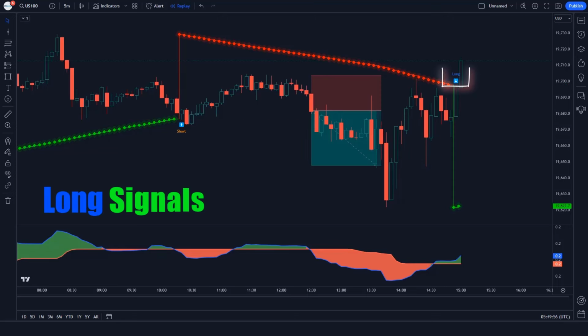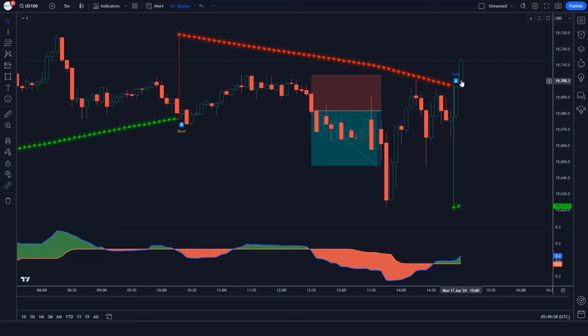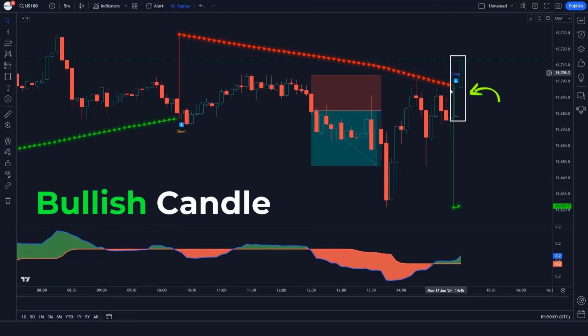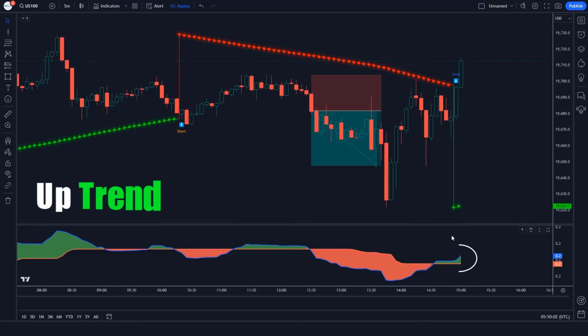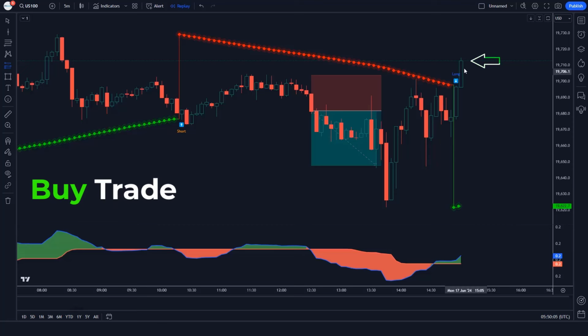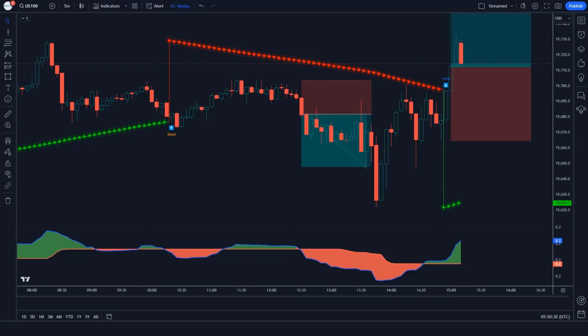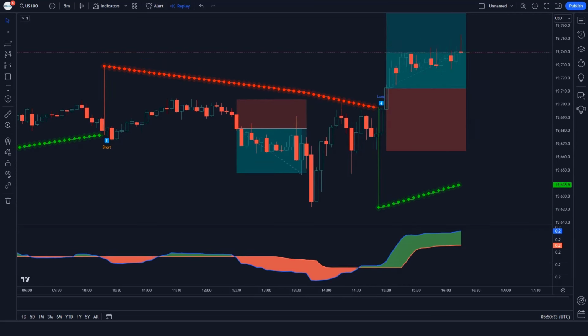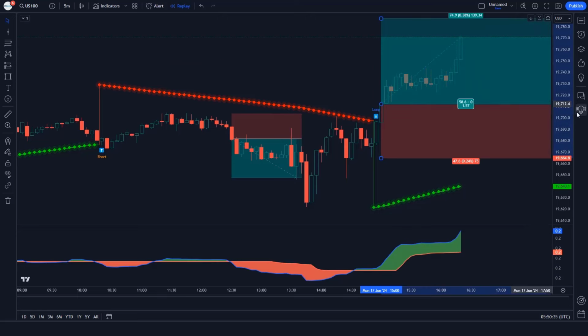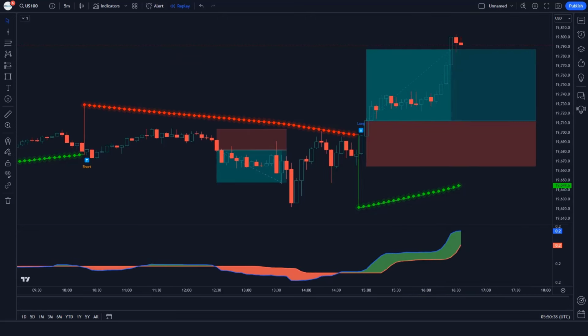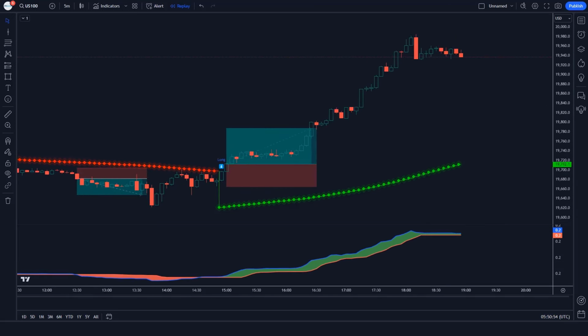The PSAR optimization indicator has given us long signals. The market has made 2 bullish candles to give confirmation, and the highlighter of the trend tracker oscillator indicator is in the uptrend. All these conditions are met, so we will place a buy order. Our stop loss will be placed at the current market's lower level, and the risk to reward ratio will be 1 to 1.5. The market has completely hit the target. I hope you must have understood this trading strategy.